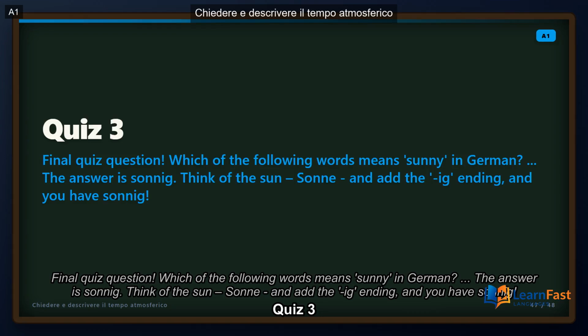Final quiz question. Which of the following words means sunny in German? The answer is "sonnig". Think of the sun, "Sonne", and add the "-ig" ending and you have "sonnig".